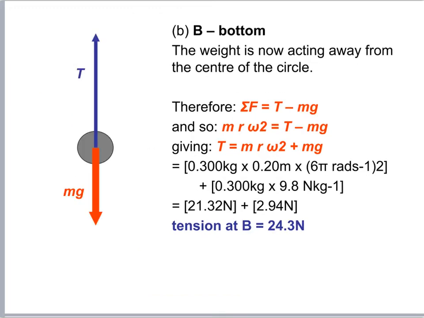Working that through, you find that the tension at A is 18.4 newtons. At point B, the weight is now acting away from the centre of the circle, so your resultant force, or the centripetal force, is going to equal the tension minus your weight. Rearranging that to find the tension, you have to add your centripetal force to the weight of the mass, as shown in this line here. If you add those together and calculate them, you find that at the bottom the tension is 24.3 newtons.